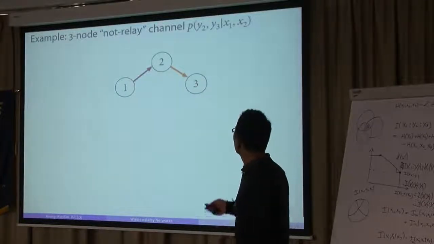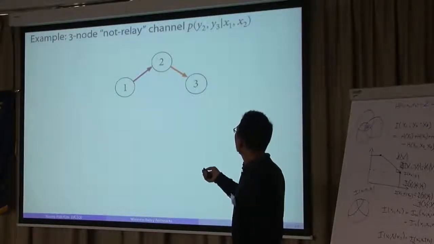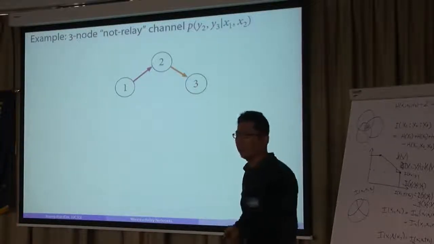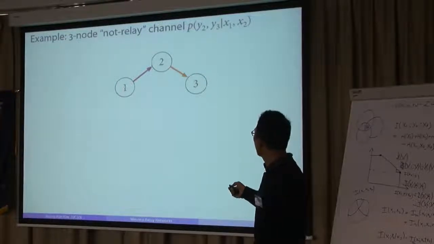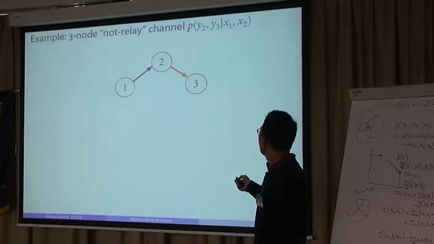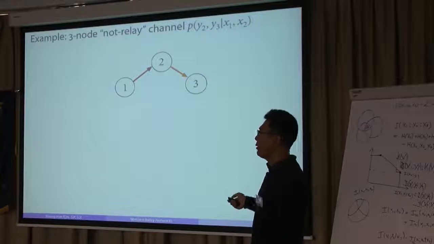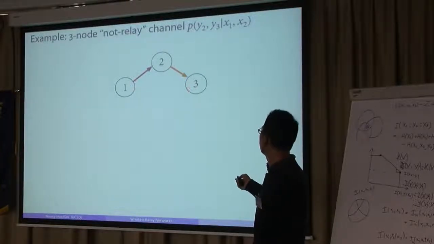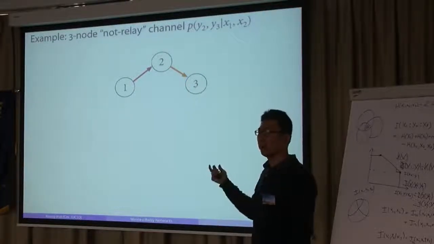So I'm going to illustrate the point by this 3-node channel, which looks exactly the same as our relay channel, but it's not a relay, in the sense that node 1 is communicating some message to node 2, and node 2 is communicating some message to node 3. So this is not a relay channel, right?